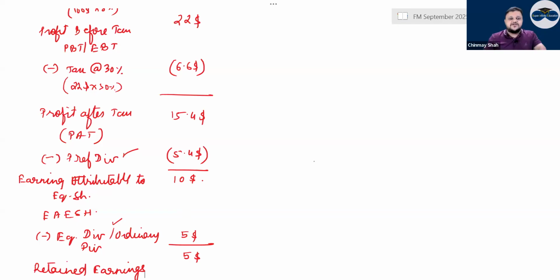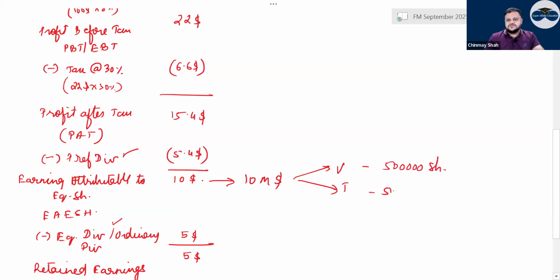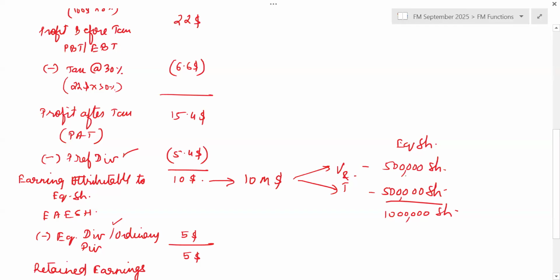Now let's say instead of $10, for a second, consider this is $10 million. And say the two of us each hold 500,000 shares in the company. That means how many total equity shares are there in the company? 100,000 or 1 million? 500,000 plus 500,000 shares is 1 million shares.